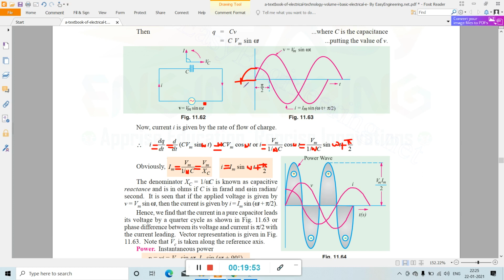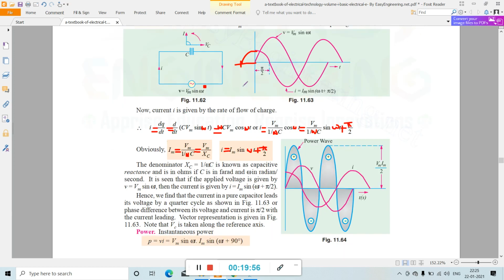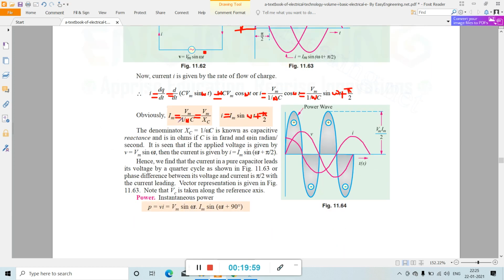That means here current leads the voltage by 90 degrees. Here Im is equal to Vm by 1 by omega C, that is equal to Vm by Xc, and this Xc is the capacitive reactance. This is known as capacitive reactance and its unit is ohm, if C is in farad and omega is in radian per second. So if applied voltage is Vm sin omega t, then the current is Im sin omega t plus pi by 2. Clear? The phase difference between voltage and current is pi by 2 with current leading.